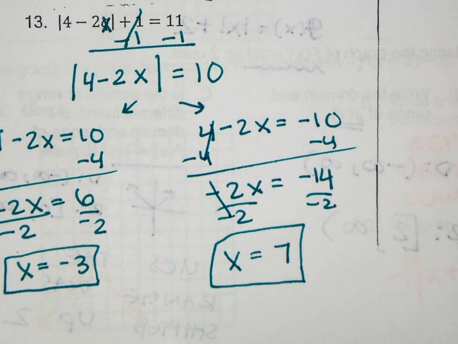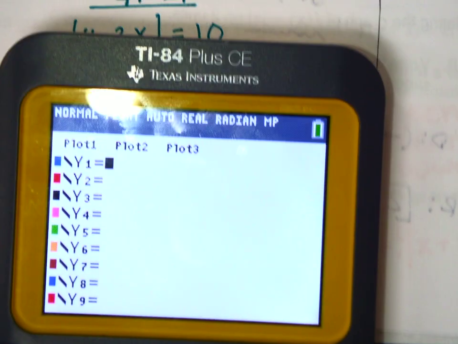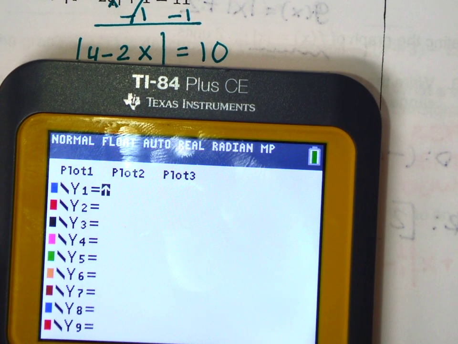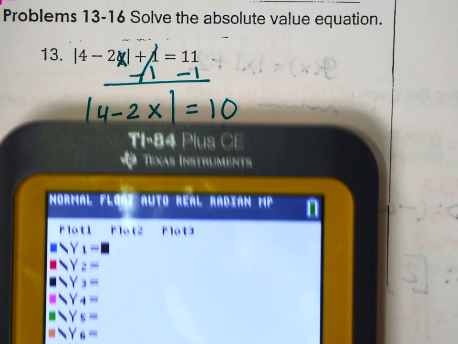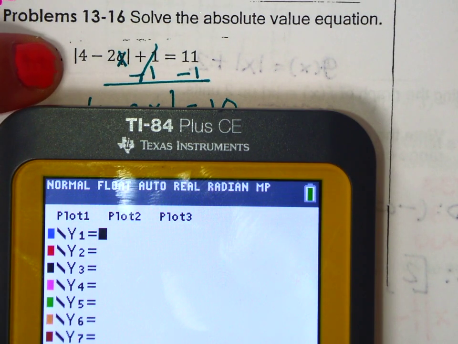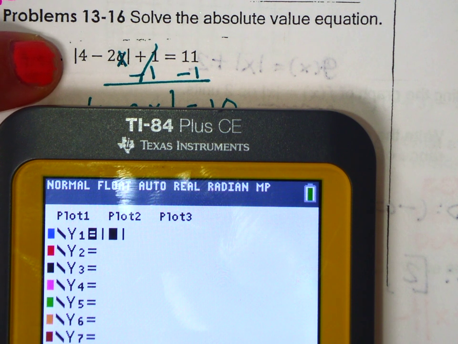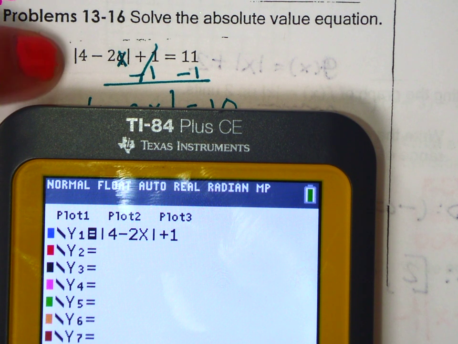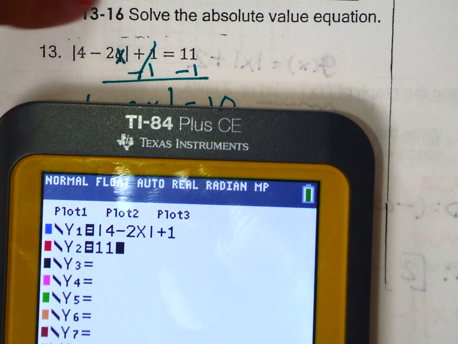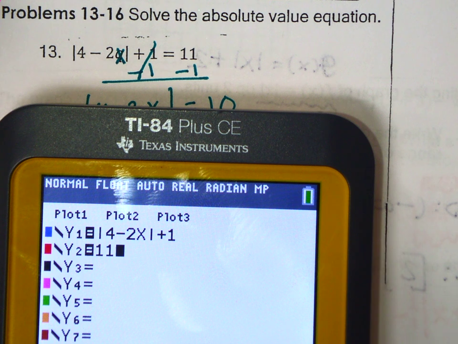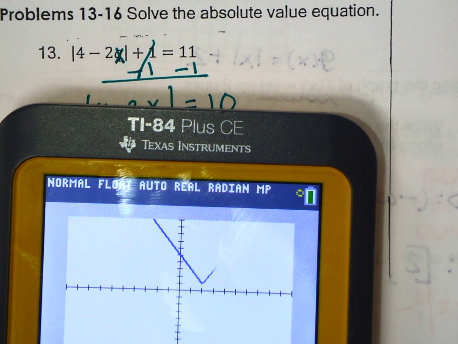All right, so let's say you don't like solving by hand. You're like, oh, I don't like that. That's a lot of work. You can do this in the calculator. All right, so I'm going to take my original guy, and I'm going to type this in. So I'm going to go math, arrow over to num, hit enter, 4 minus 2x, and then plus 1 on the outside. The other side of your equal sign is 11. And then you're going to hit graph.